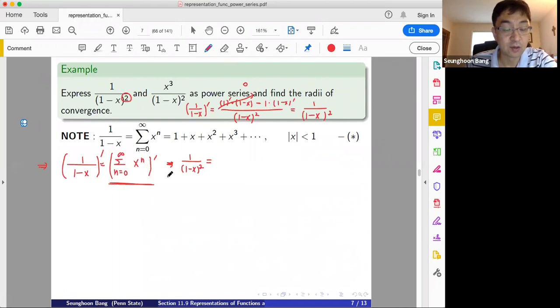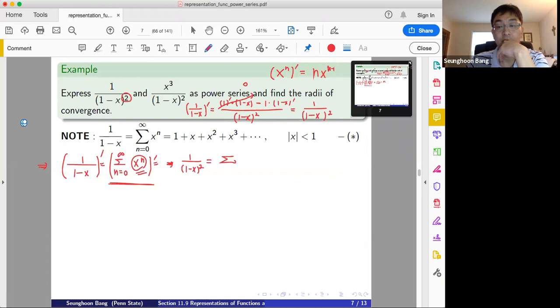So how can you find the right side? Let me see. You can keep the summation and take the derivative of x to the n. What is the derivative of x to the n? Could you write your answer on the chatting board? What is x to the n prime? Do you know the answer? Yeah, you can use the power rule. Yeah, right.